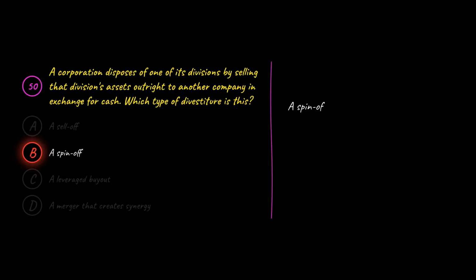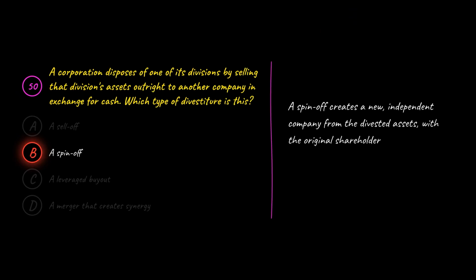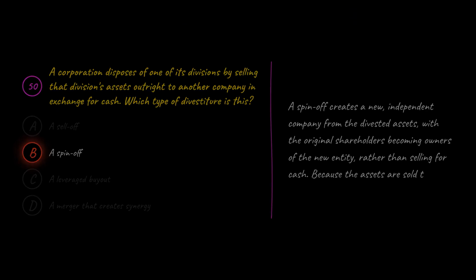B is wrong because a spin-off creates a new, independent company from the divested assets, with the original shareholders becoming owners of the new entity rather than selling for cash. Because the assets are sold to another company here, it is a sell-off, not a spin-off.